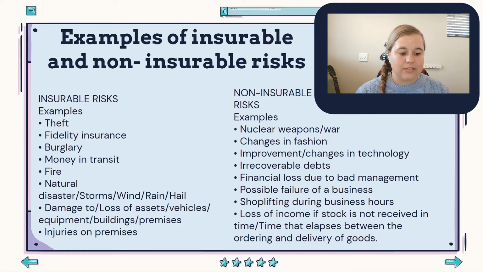Irrecoverable debts, financial losses due to bad management, possible failure of a business, shoplifting during business hours. That one's a bit of a pity. Loss of income if stock is not received in time, the time that lapses between ordering and delivering of those goods.